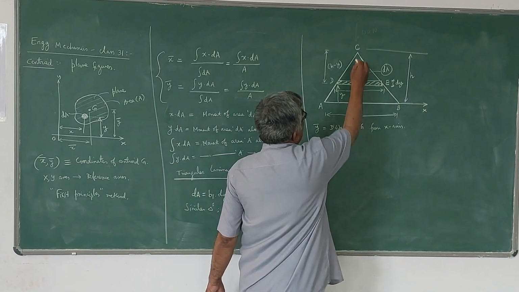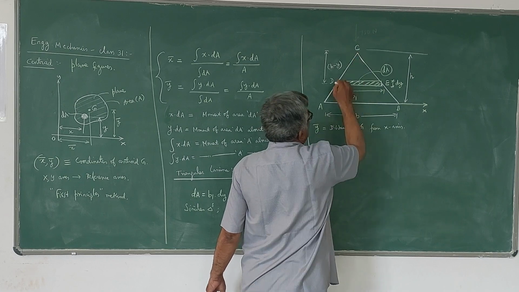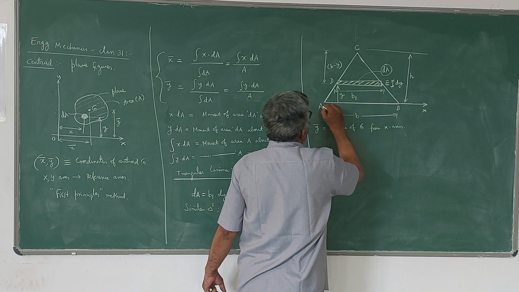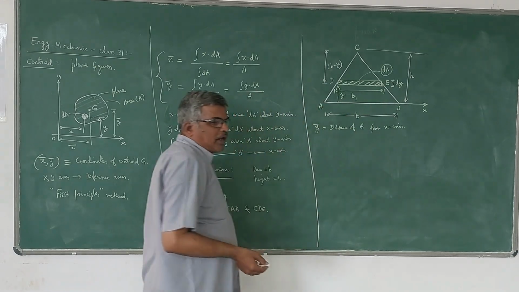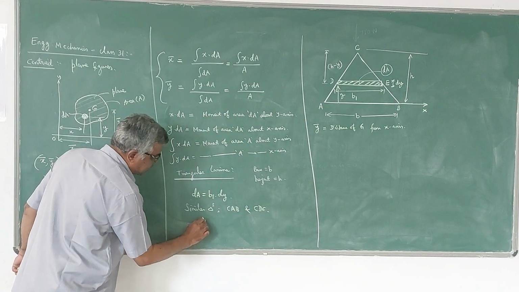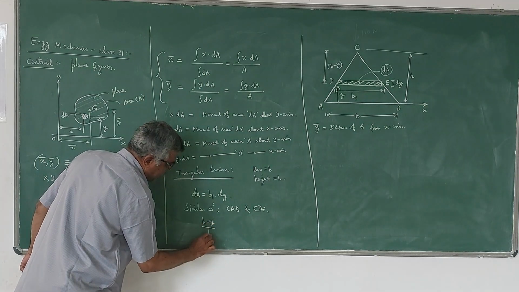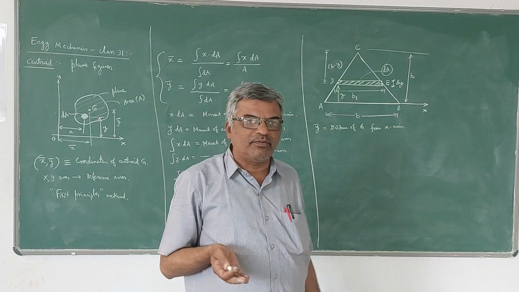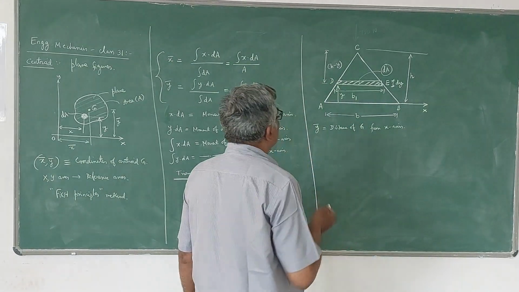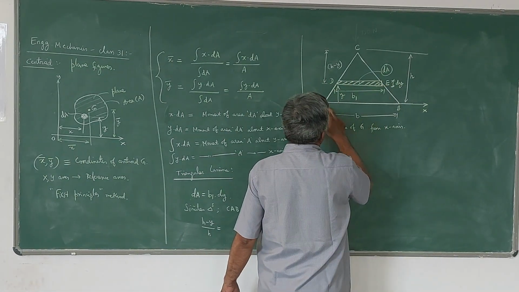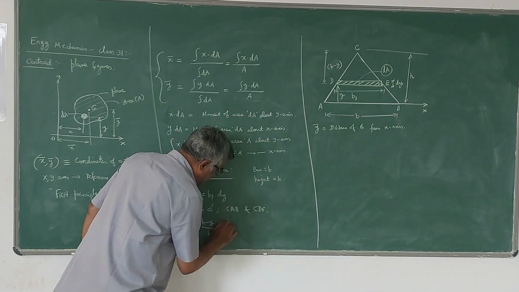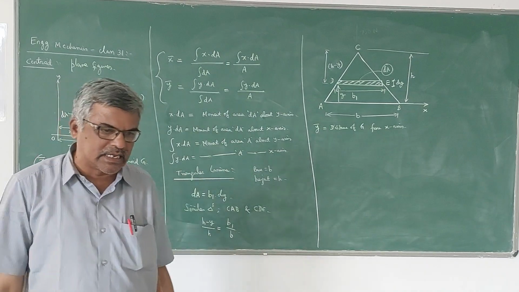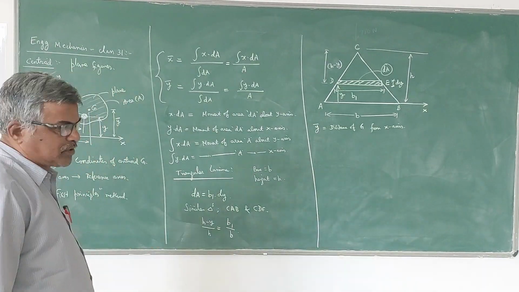Now you can see the altitude in the triangle CDE is h minus y and the altitude in the triangle CAB is h. So you take the ratio of those two: h minus y divided by h is equal to, taking another set of corresponding sides, the width here is b1 and the width here is b. So this should be equal to b1 divided by b. This is the property of similar triangles: the respective sides are proportional to each other.